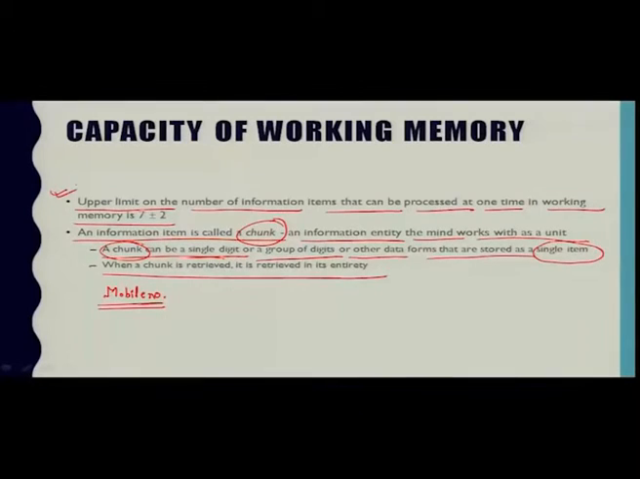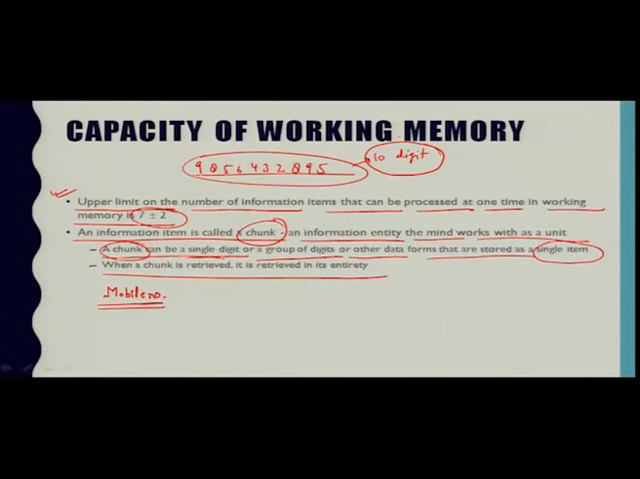The first sentence, in other way you can also check whether it is applicable in your case or not. The upper limit on the number of information items is 7 plus or minus 2. So as a whole, if you are putting your 10 digit number like 9, 8, 5, 6, 4, 3, 2, 8, 9, 5, and if you want to remember this 10 digit mobile number as a whole, it may be very difficult for you to recall after certain days.